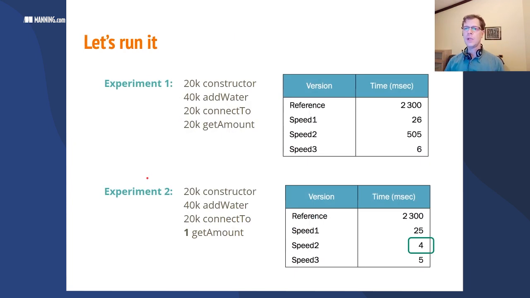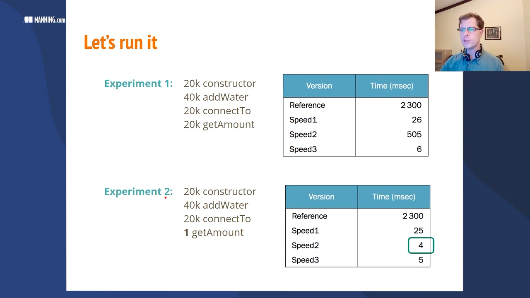And finally, let's move to the final step in the time efficiency spectrum. Let's run some tests after all this theoretical analysis. For example, we could do these 2 experiments. First experiment, 20,000 new containers, so 20,000 invocations of the constructor, 40,000 calls to add water, 20,000 connect to, and so on. And this is the time in milliseconds. The reference implementation takes 2 seconds to do all of this. Speed 1, 26 milliseconds, Speed 2, 500 milliseconds, and Speed 3, 6 milliseconds. This is what I get on my laptop. So as you can see, Speed 3 wins with a huge margin over the others, particularly over the first one.